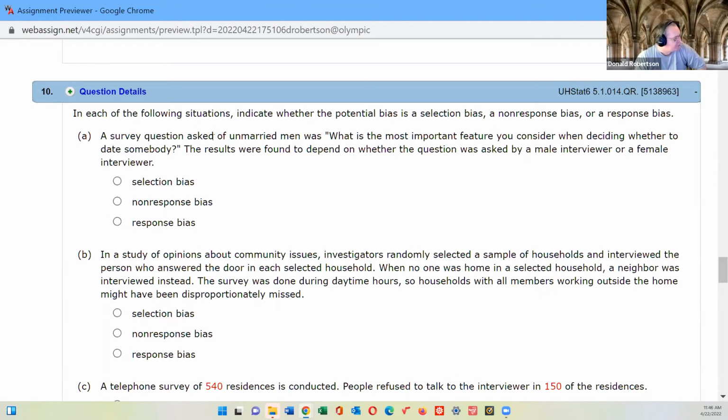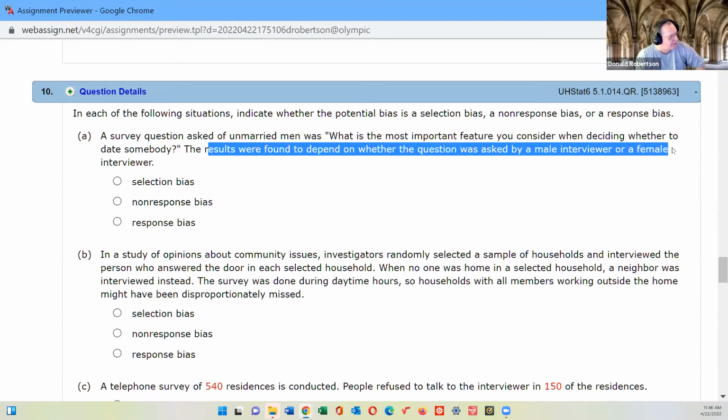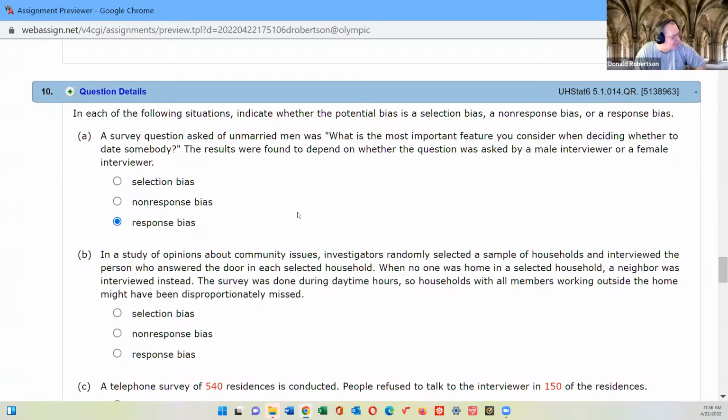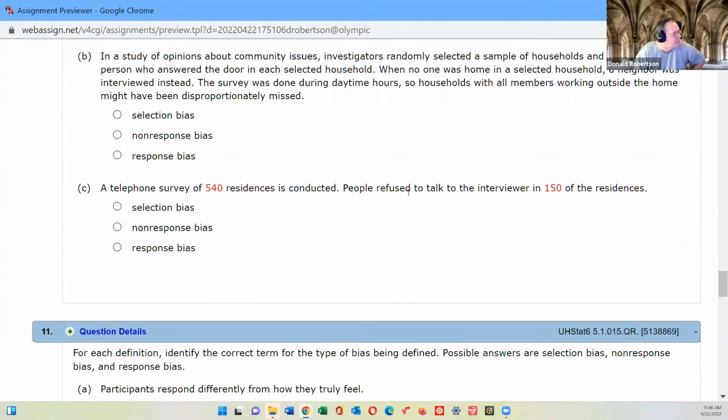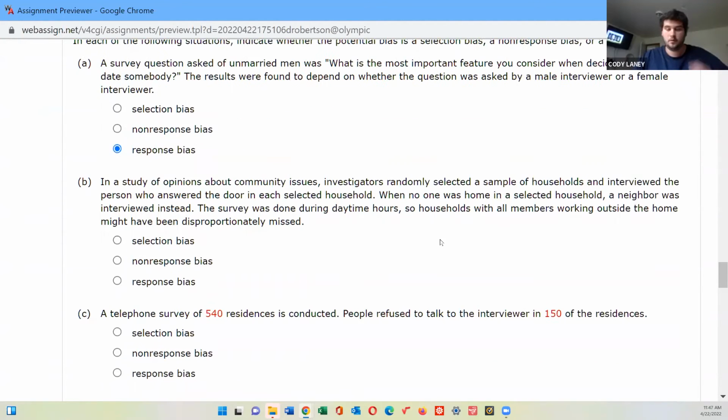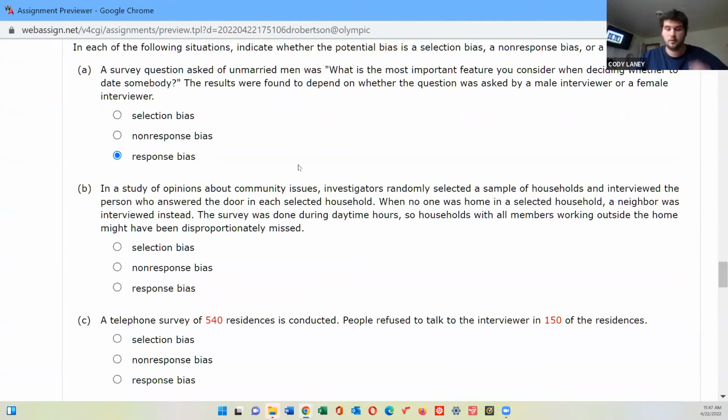So a survey question was asked of unmarried men. What is the most important feature you consider when you want to date someone? The results were found to depend on whether the interviewer was a man or a woman. Would you agree that in that case, the response bias is the one that caused it? People respond differently depending on who's asking them in that particular one. You just pick the word response bias. They give you 3 choices. You tell me which one that is. And that was an example of a response bias.